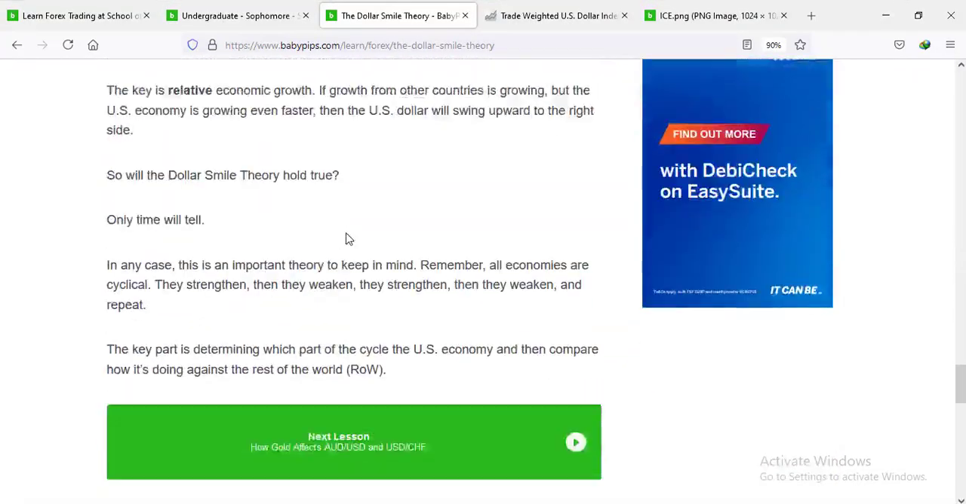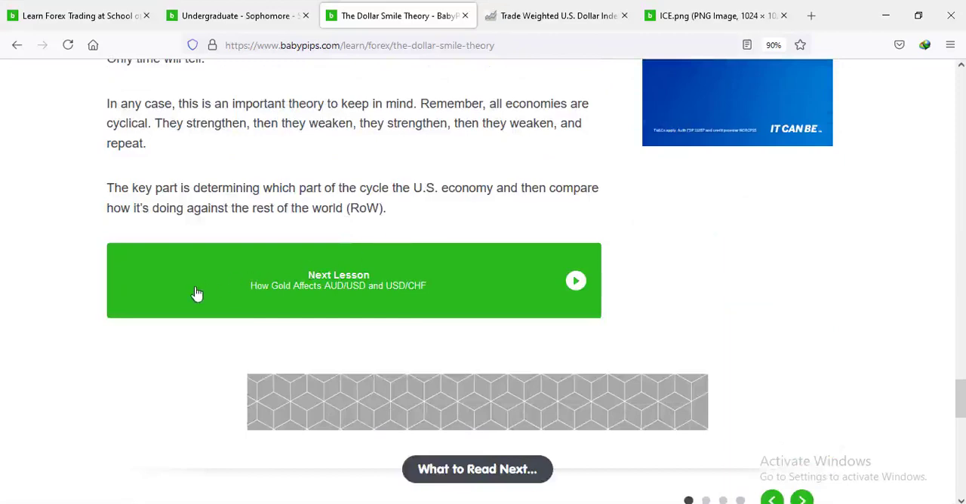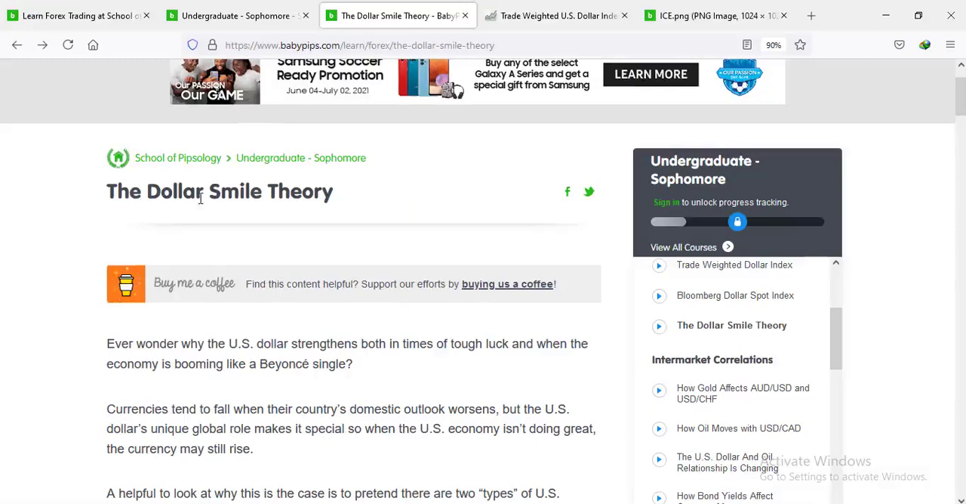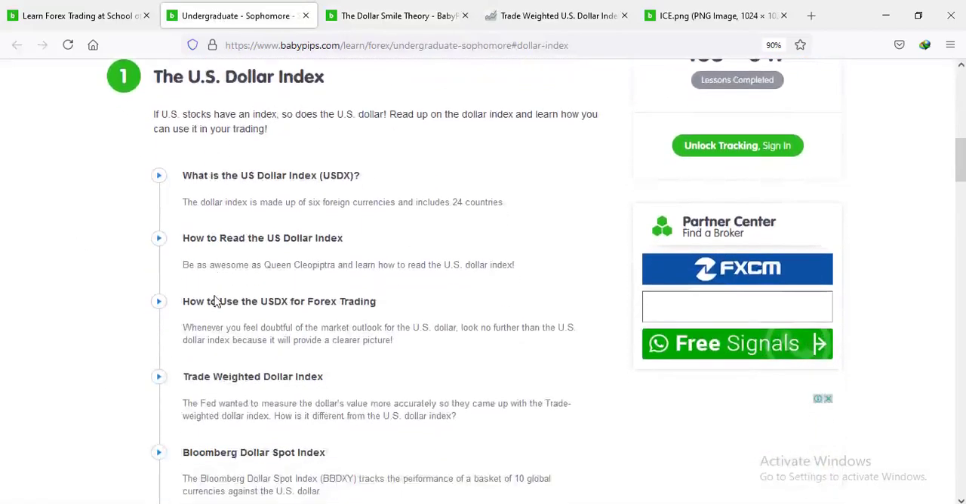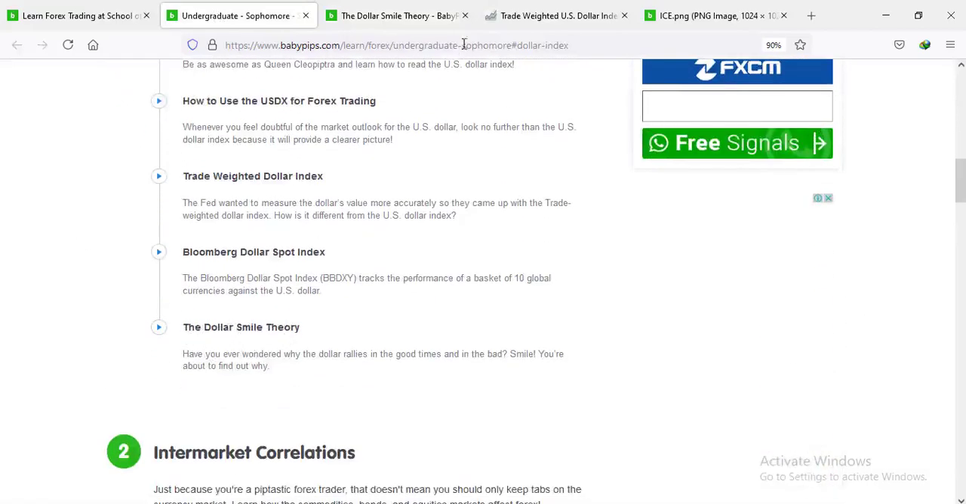Without wasting time, let's move further to how gold affects AU and USD, how gold affects them. So with this lesson, the dollar smile theory, we'll come to the end of module 8.1, because it ends with the dollar smile theory.